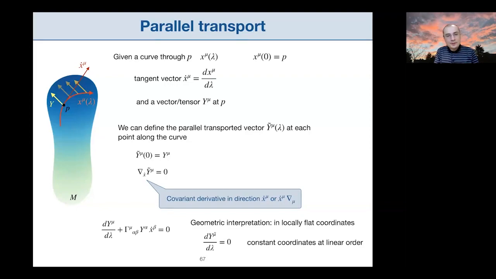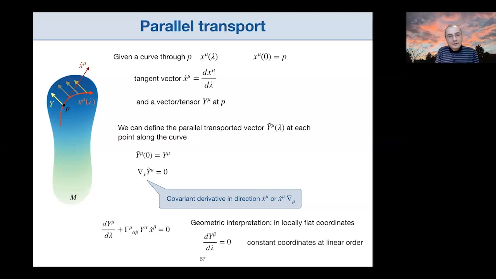This may look a bit mysterious. What I write here is this ordinary differential equation. We take the ordinary derivative of the components of this vector y^μ plus gamma, the connection coefficients, times y^α ẋ^β. This is supposed to be equal to 0.